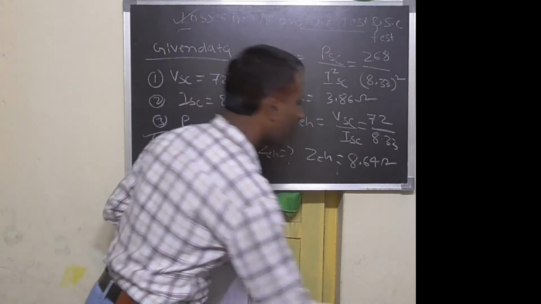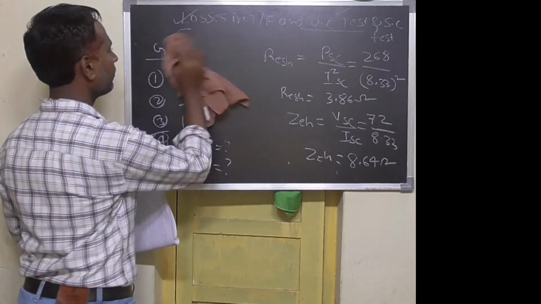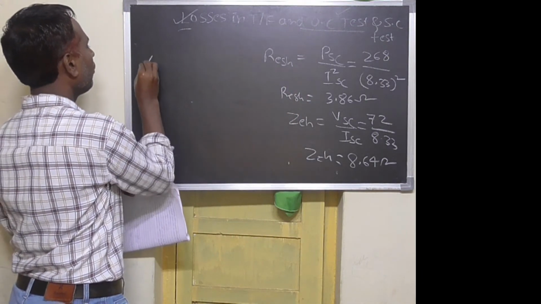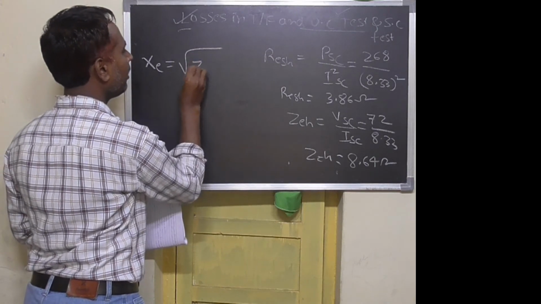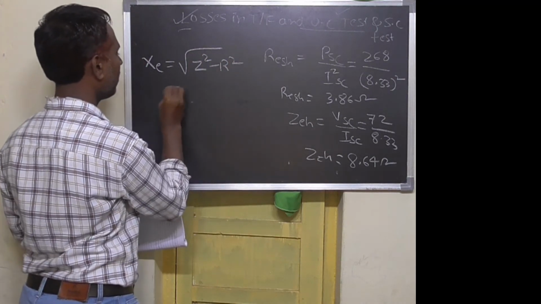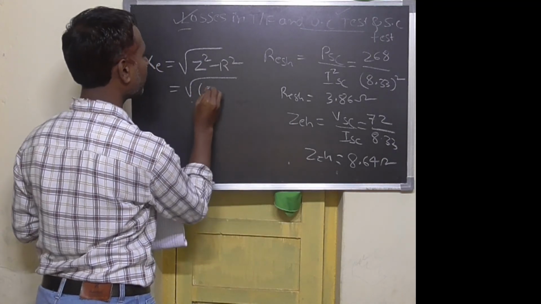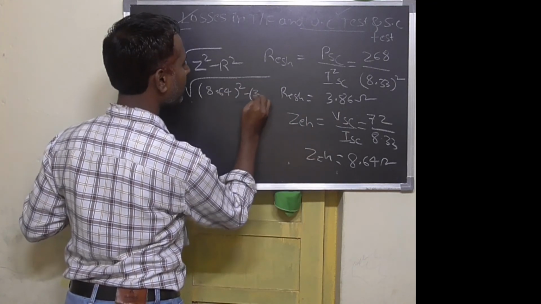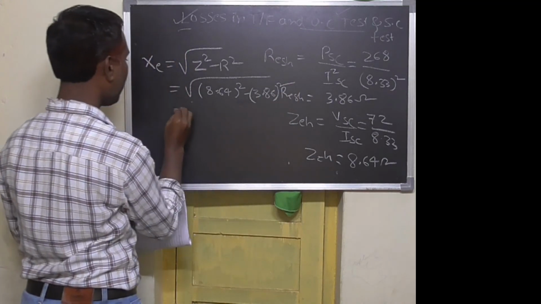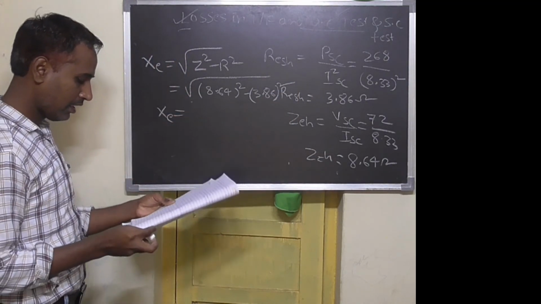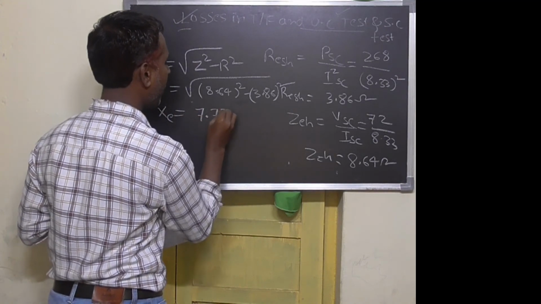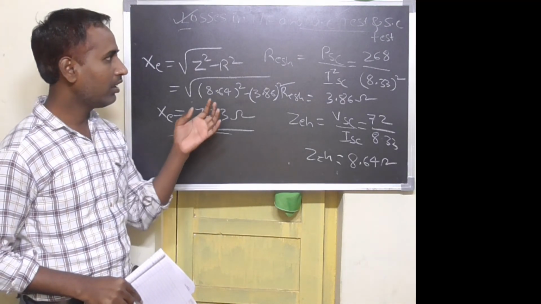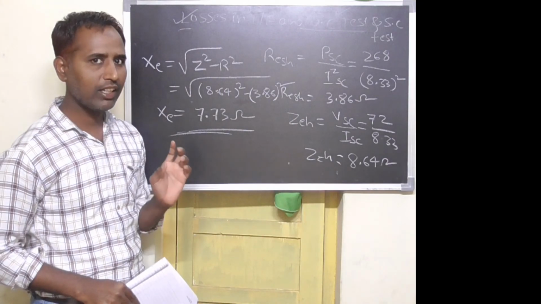Now I will find X_eH, the equivalent reactance. To find the equivalent reactance, the formula is the square root of Z squared minus R squared. Z squared means 8.64 squared, minus R, which is 3.86 squared. After solving, I find the reactance is 7.73. In this way we have to calculate the equivalent transformer parameters from the short circuit test.